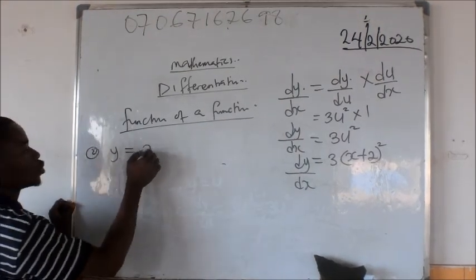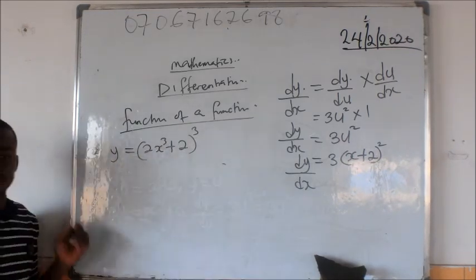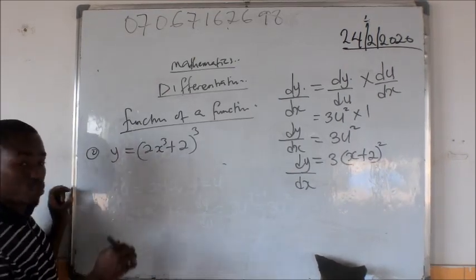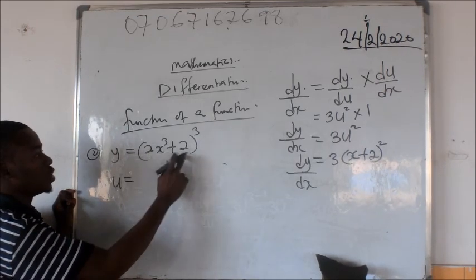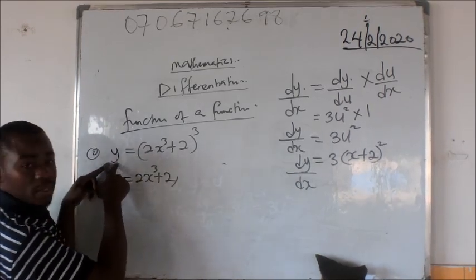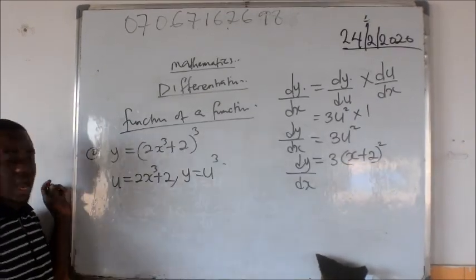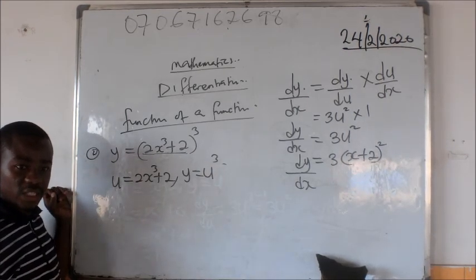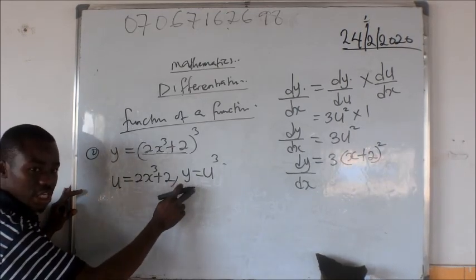Now, let's say you have y equal to (2x raised to power 3 + 2), everything raised to power 3, for example. You are to differentiate this. What will you say first? This one that is inside the bracket, you say let u be equal to 2x raised to power 3 + 2. So your y will now be equal to u raised to power 3. I have replaced this one with u. Are we getting it? So at the end of the day, you differentiate this one, and you also differentiate this one.